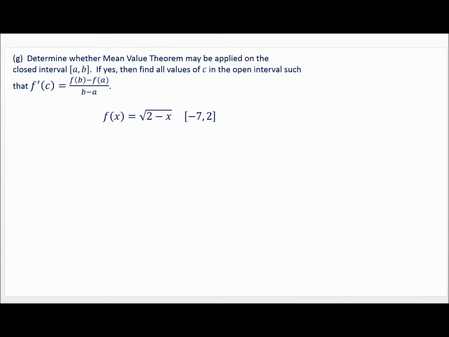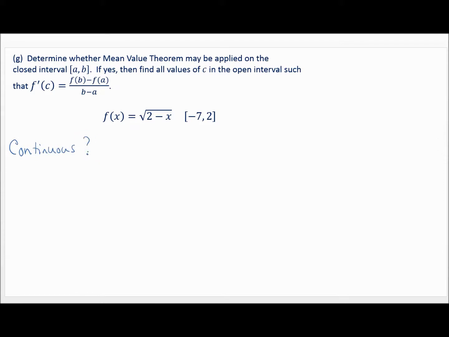So for our last problem, we want to determine whether the mean value theorem may be applied on the closed interval AB, and then if yes, once again, find all values of c in the open interval such that f prime of c equals f of b minus f of a over b minus a. So remind ourselves, what do you have to check for the mean value theorem? Well, first you have to determine, is this function continuous?